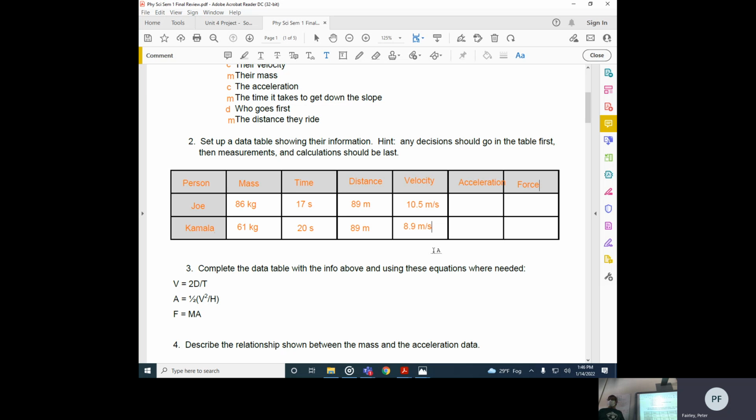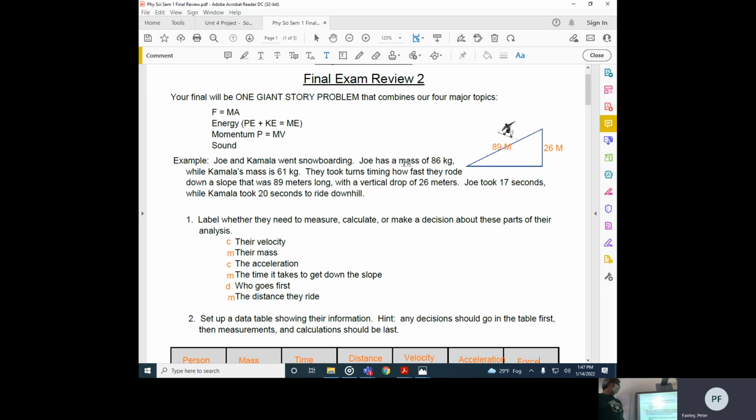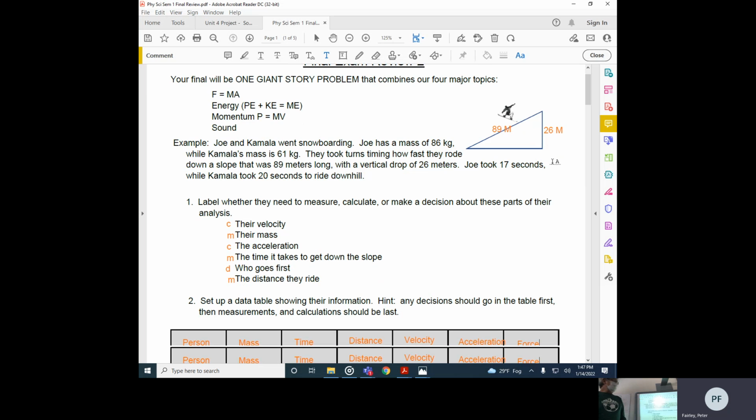Next, what's A stand for? A equals 1/2 parentheses v squared. What's v? Velocity divided by h. What's h? Height. So wait a minute. I don't see height on here. Where's height? It's this 26, isn't it? Okay.